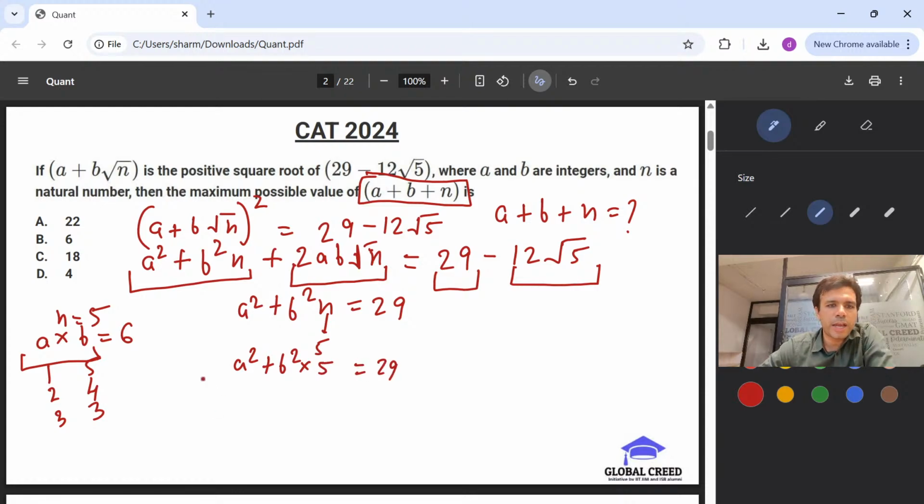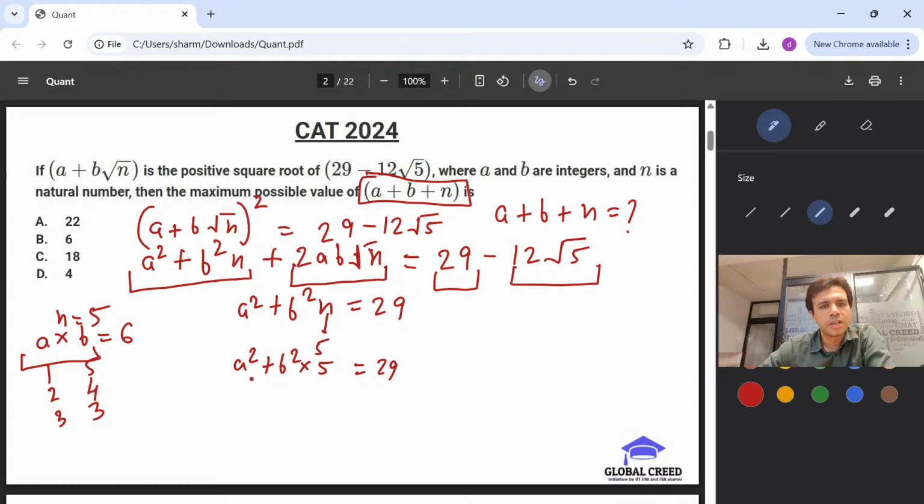Now if I take a is equal to 1 and b is equal to 5, I will get 1 from here, 25 from here into 5. That will not easily be equal to 29. So that means that's not a possibility. I can't take 1 and 5 as the two values here. So what do we do? Let's check the other way round.